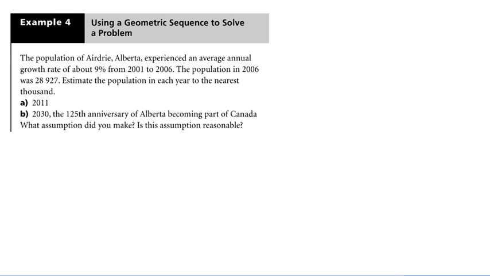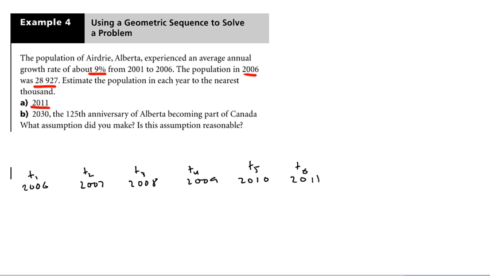Okay, here's a little question about Airdrie, Alberta, just outside of Calgary. And it says they experience an average annual growth rate of 9%. Okay, and they've given us the population in 2006, and they want us to find out the population in 2011. So 2006, 2007, 2008, 2009, 2010, 2011. So it's going to be T1, T2, T3. Okay, so notice that we're looking for T6.